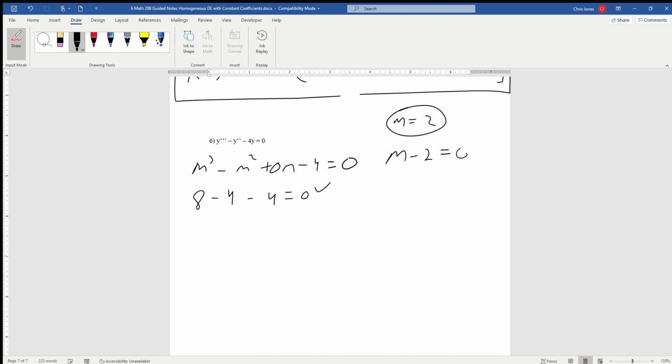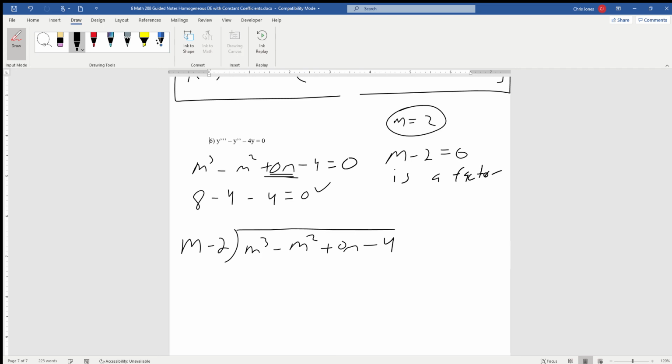M minus 2 equals 0 is a factor. And just like we did before, we are going to have to do long division. If you're missing any powers, make sure to plug those in with a 0. Otherwise, when you do the long division, it might not be as easy. So we're going to do our long division. M minus 2, m cubed minus m squared plus 0m minus 4.